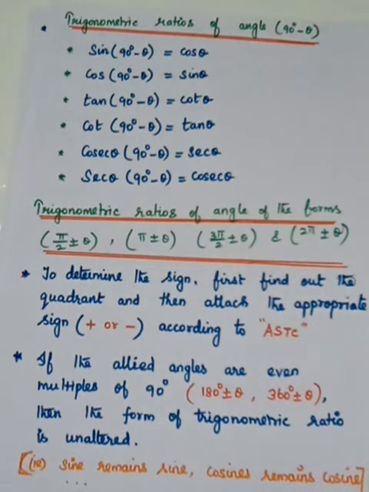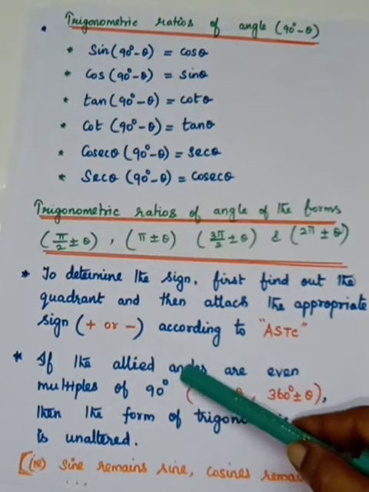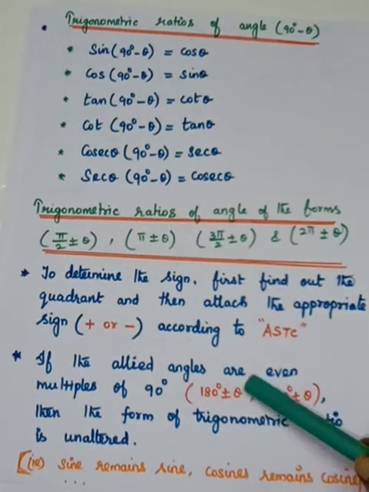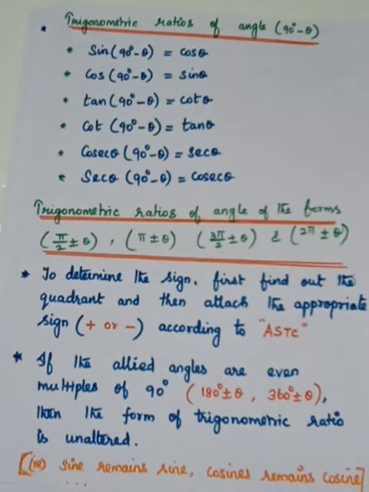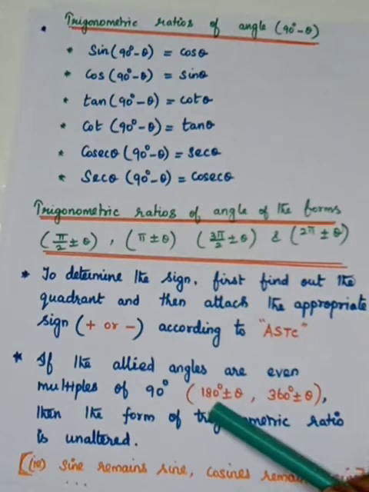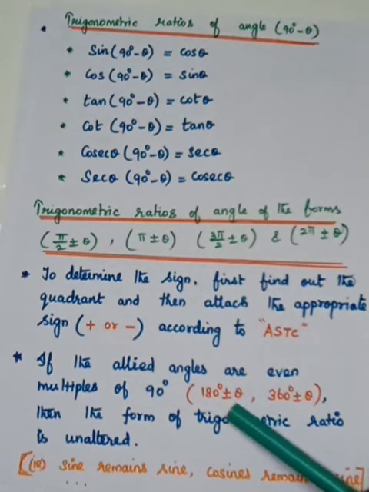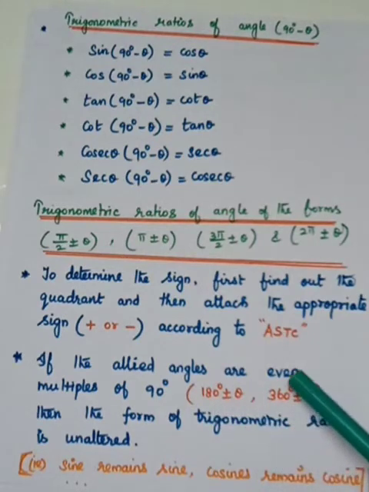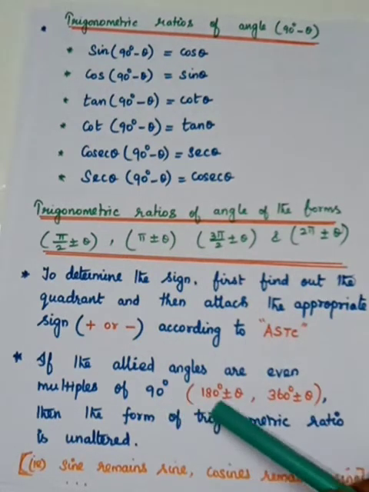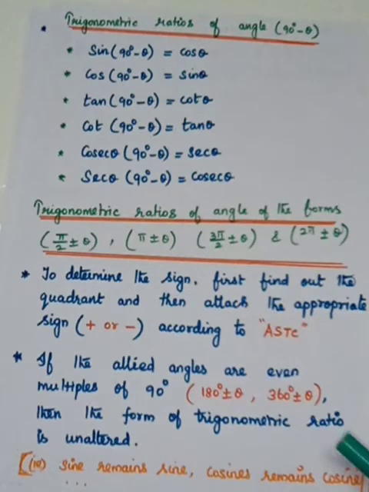And the second one, if the allied angles are even multiples of 90 degree. What is even multiple of 90 degree? 2 into 90 degree, 4 into 90 degree. What is 2 into 90 degree? 180 degree plus theta or 180 degree minus theta. 4 into 90 degree means 360 degree plus or minus theta. If the angles are written like this, that is an even multiple of 90 degree. That means 180, 360 plus or minus theta.